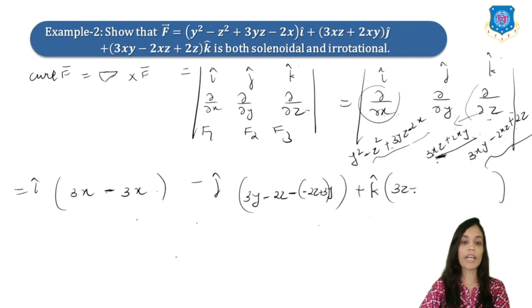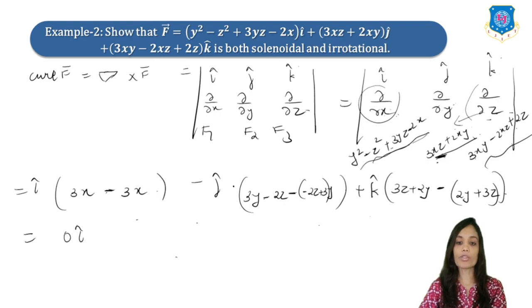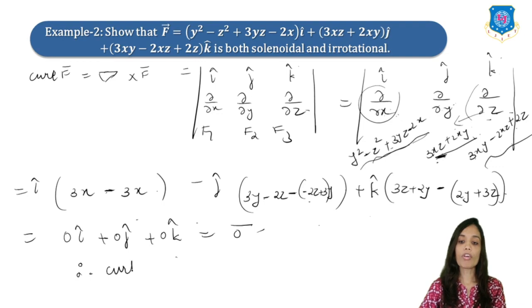And lastly we have to solve from here. So it will be 3z plus 2y minus, now the partial derivative of this with respect to y, so it will be 2y plus 3z again. Now you can see from here we are getting 0 i cap. If I open this bracket, we will get plus 0 j cap. This also, everything gets cancelled out, so plus 0 k cap. So this is vector 0 bar. From this we can say that curl of f bar is equal to 0 bar. Therefore our vector field f bar is what? Irrotational.